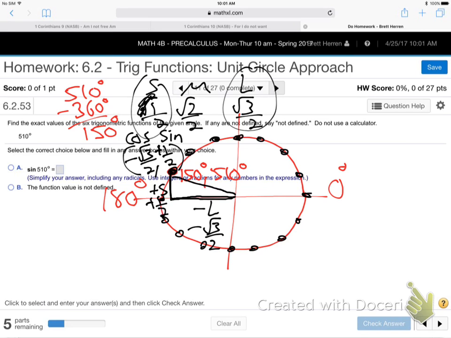Okay, so what's the sine? Sine of 510? Yeah, it's positive a half. The next question is going to be the cosine. Cosine of 510?